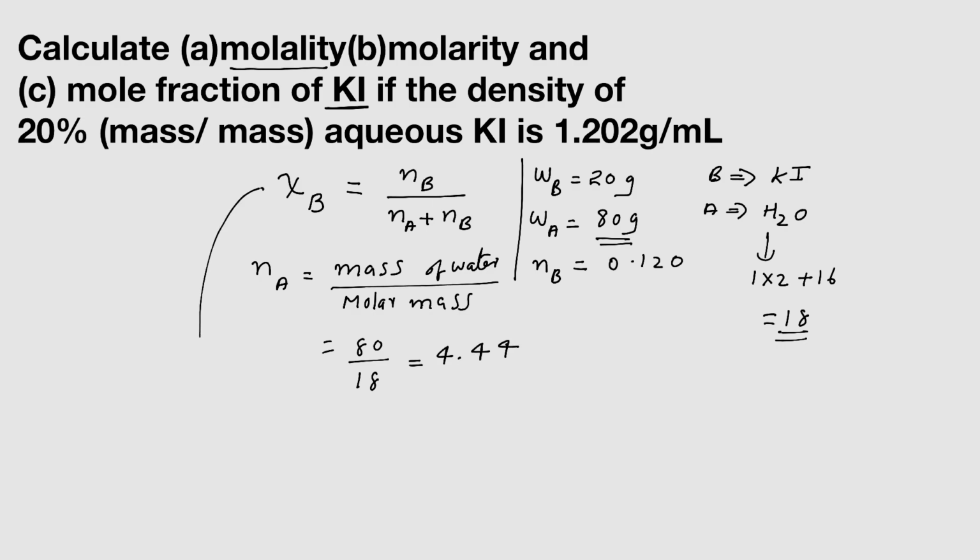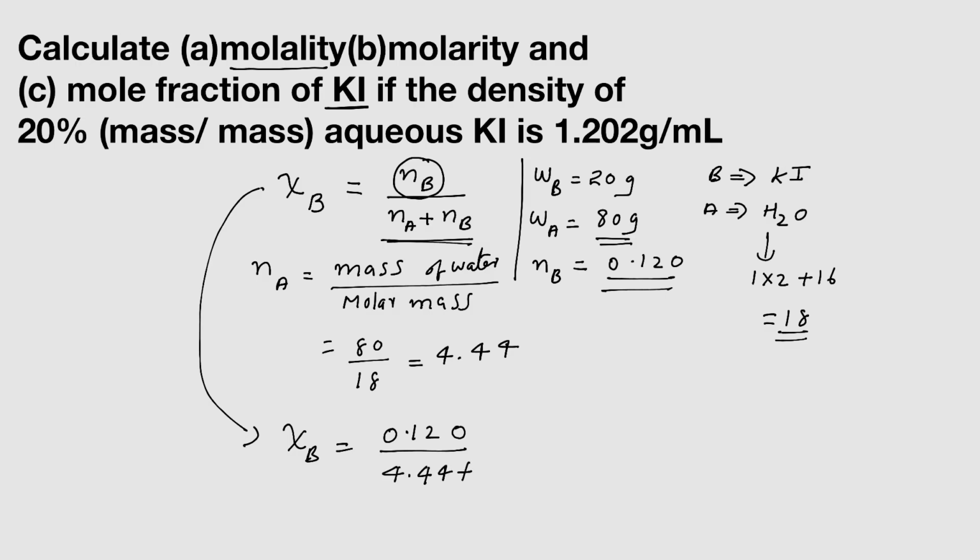Now directly you can find the mole fraction of KI. What is that? Number of moles of KI, 0.120, by total number of moles. Na is 4.44 and Nb is 0.12. On calculating, you will be getting 0.0263. Remember, mole fraction does not have any unit.